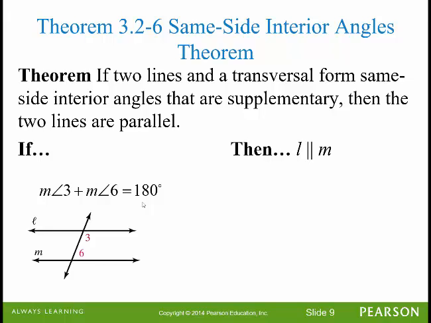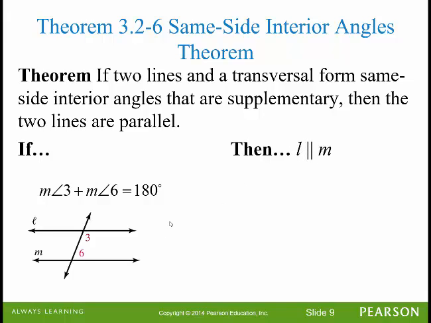Another one, this is the same side interior angles theorem. If two lines and a transversal form same side interior angles that are supplementary, that means they sum up to 180, then the two lines are parallel. So if we have line L and line M, these are the same side interior angles, angles 3 and 6. If you take angle 3 plus angle 6, their measure sums up to 180 degrees, then you're able to say that line L is parallel to line M.